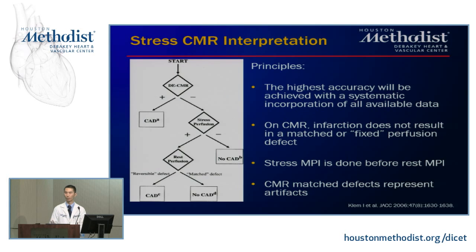Whereas if you have a quote match defect, in nuclear we interpret that as infarct, right? But we already answered that question with delayed enhancement. Delayed enhancement shows us infarct. So in this case, the only other thing it could be is an MRI artifact. I want to make that point very clear. A match defect between stress and rest on CMR is not infarct, it's an artifact.